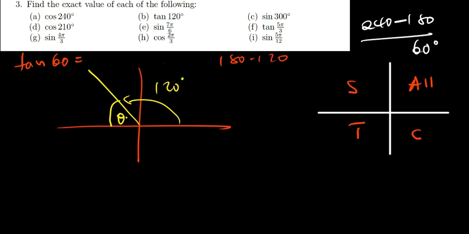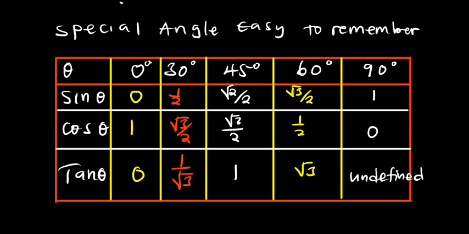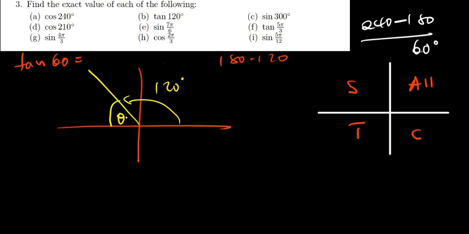But let's see, in the second quadrant, is tan positive or negative? It's negative. So I'll go back to my chart and look at tan 60, which is root 3. But because it is in the second quadrant, it's going to be negative. So it will be negative root 3. And if you use a calculator, you still get the same answer. If you punch in tan 120 and tan 60, you get the same answer.